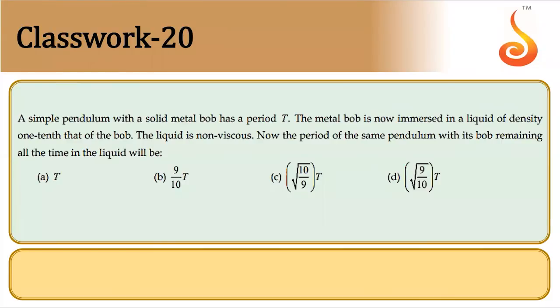A simple pendulum with solid metal bob has period T. Metal bob is now immersed in a liquid of density 1/10 that of the bob. Liquid is non-viscous. Now the period of simple pendulum with its bob remaining all the time in the liquid will be. So what happens to time period when it is inside a non-viscous liquid whose density is 1/10 of the density of the bob?